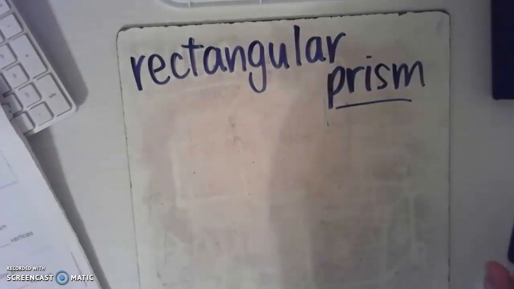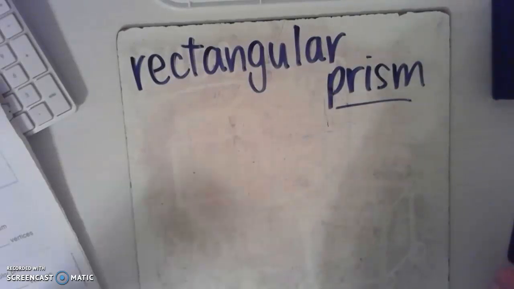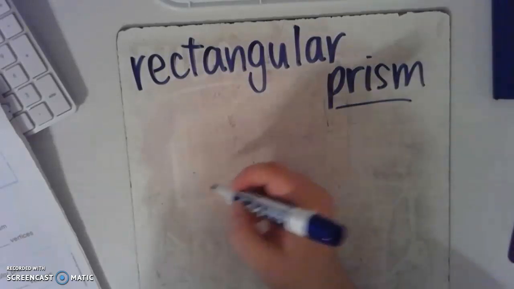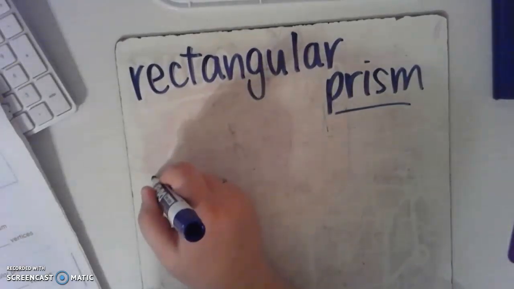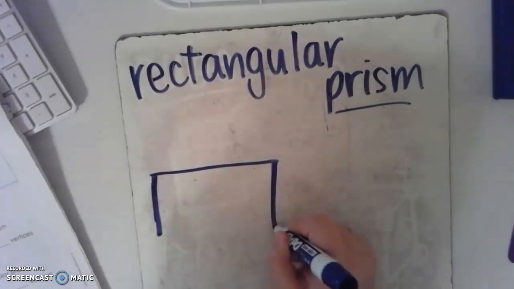Now sometimes people get confused, and Miss Martin gets confused sometimes, and I say prison instead of prism. Not prison, prism. It has an m at the end. Say it with me. Prism. Okay, and drawing a prism is just like drawing a cube.